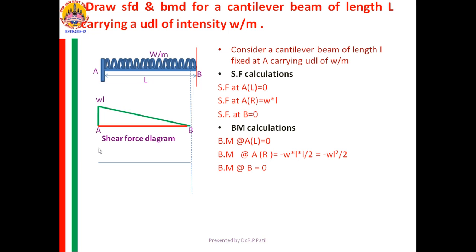Now comes the problem. I got BM at B, I got BM at A right. These two ordinates are to be joined. How is it to be joined? First you go for the SF diagram.